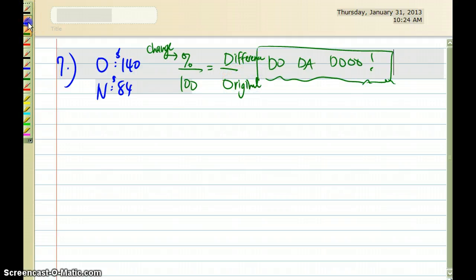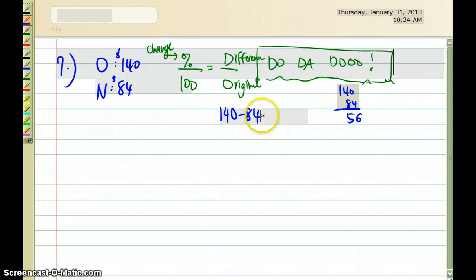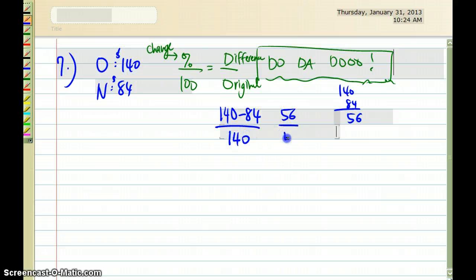So really, I'm getting a fraction that is going to be the difference between 84 and 140. So I'm going to take 140 subtracted with 84. That's the difference. I do need to write it out over here and see what I get. Okay, and I get 56, and that's going to be over the original. The original amount is what you begin with. So here I had $140, so 140. So this is my fraction now.